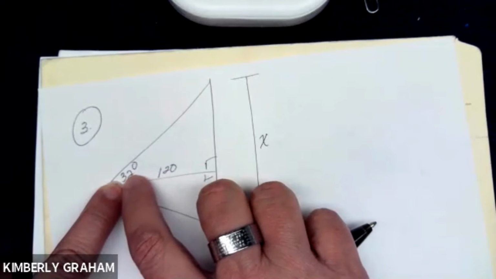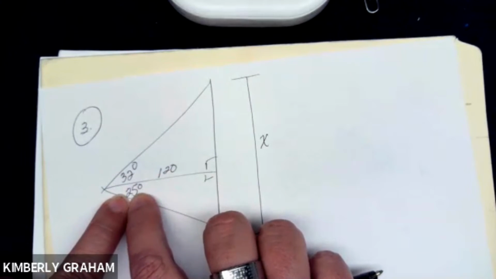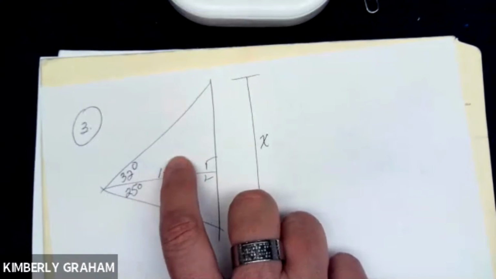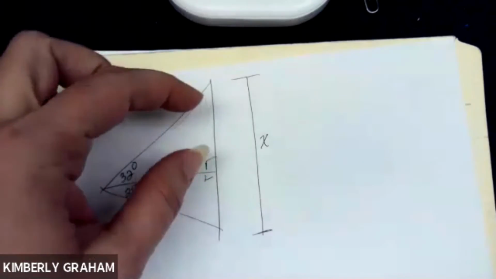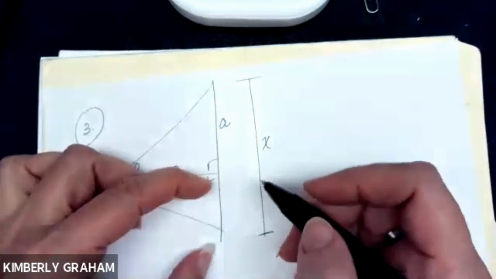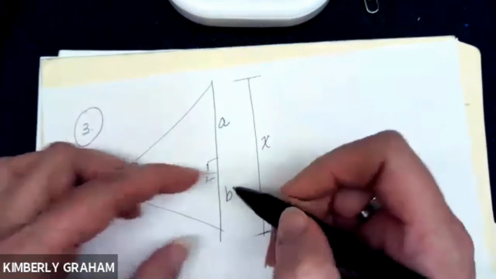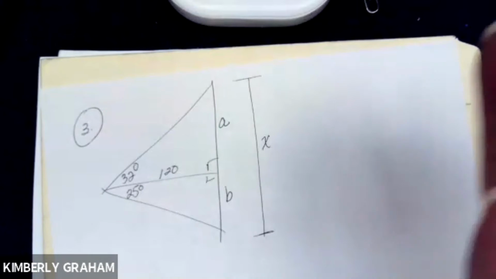If you're looking at this angle of 32 degrees, I know an adjacent side. If you're looking at this angle of 25 degrees, I know an adjacent side of 120. What I want to do is to figure out this length, which I'm going to call A, and this length, which I'm going to call B, and I just add them together, and I will get the whole length that they're calling X.